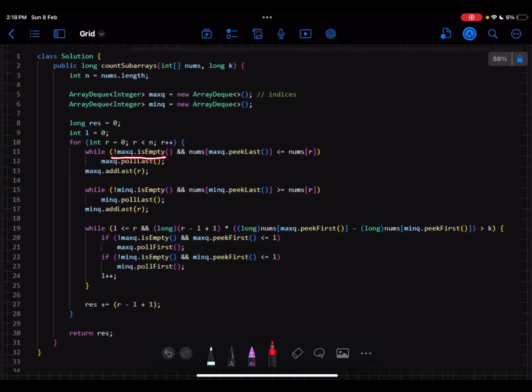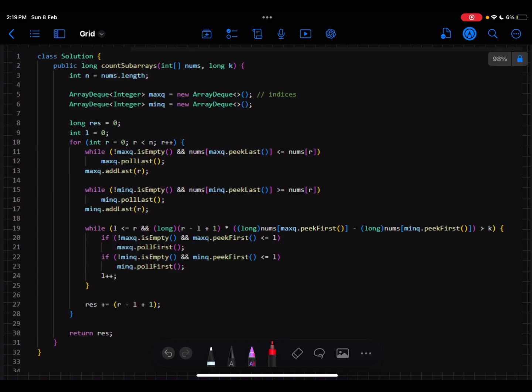So while our max queue is not empty and the value in the array at the last index is less than nums at r, remember we are storing indices in the DQs. So as long as we are getting smaller values, we remove the smaller ones and store a larger one. This makes the max DQ decreasing. When our DQ empties out or we reach a bigger number, we add the index r.